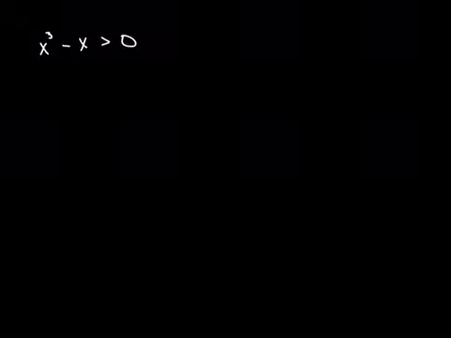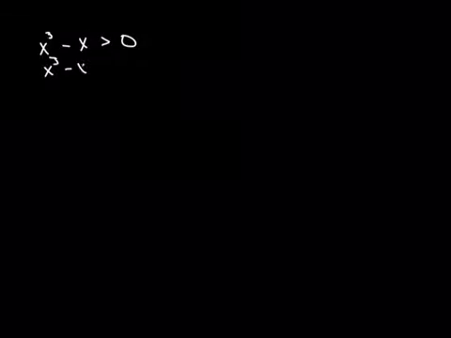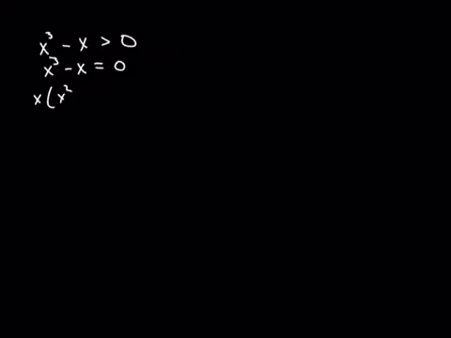So for example 2, we're going to do the exact same thing. So we're going to solve it as if it's equal to 0. Factor out an x. And then, well actually, I left this as the difference of two squares.